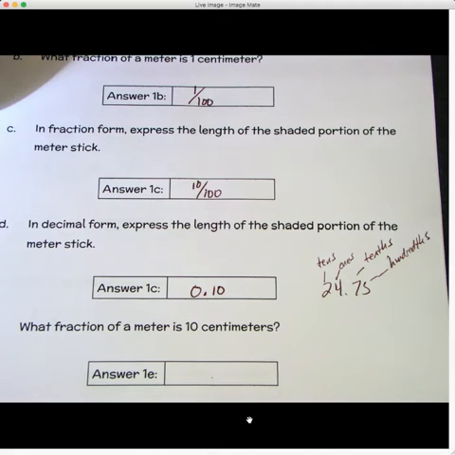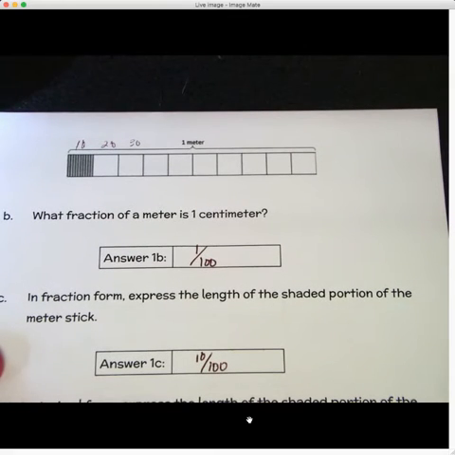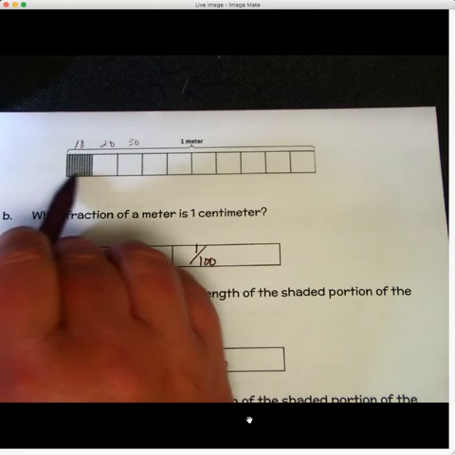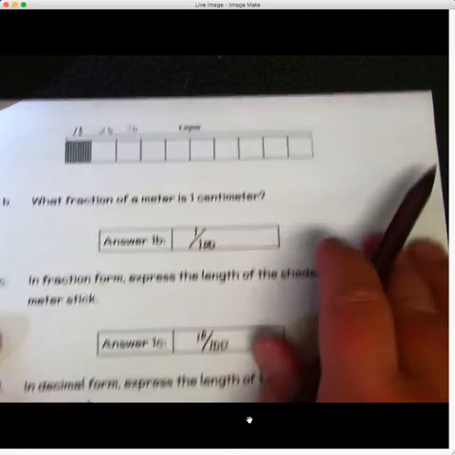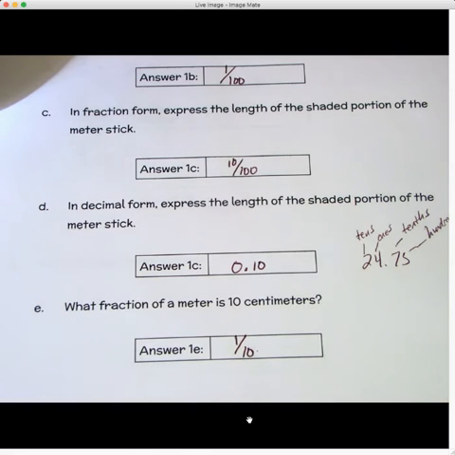What fraction of a meter then is 10 centimeters? We'll look up here. What fraction is shaded in? There's 10 centimeters. It's 1 out of 1, 2, 3, 4, 5, 6, 7, 8, 9, 10. It's 1/10. 10 centimeters is 1/10 of a meter.